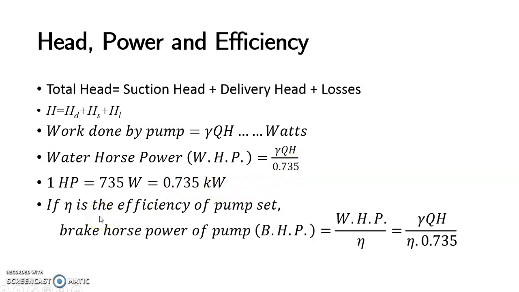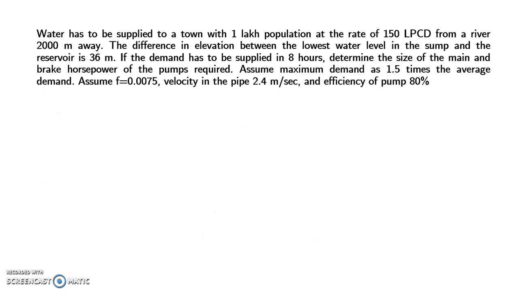And if eta is the efficiency of the pump set, we can also calculate brake horsepower of the pump. We call it BHP, and BHP is equal to water horsepower divided by efficiency. Water horsepower is expressed in terms of kilowatts divided by efficiency into 0.735. So it's about gamma QH divided by efficiency into 0.735. With this backdrop, let us solve a numerical problem related to the design of conveyance systems.